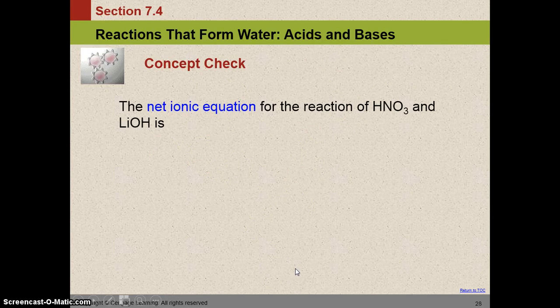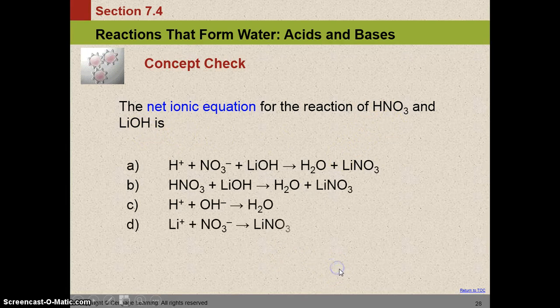Look at a concept check. The net ionic equation for the reaction of nitric acid and lithium hydroxide is which of these? And again, after I just showed you the one example of what a net ionic equation looks like for an acid-base reaction, you go up here and you notice that this is nitric acid, which is a strong acid, and lithium hydroxide, which is a soluble base. So if I do the double displacement switch and get rid of the spectator ions, this is a classic net ionic equation for an acid-base reaction.